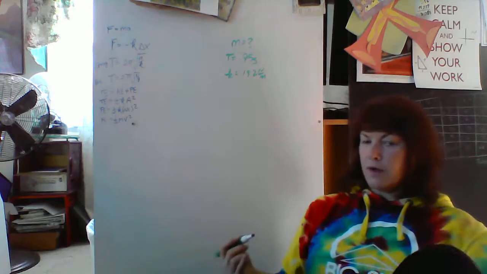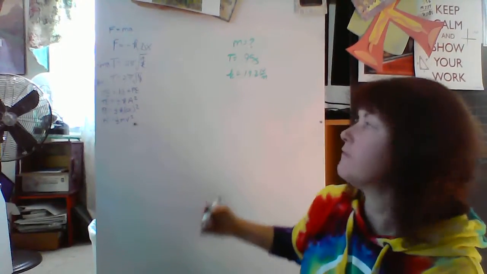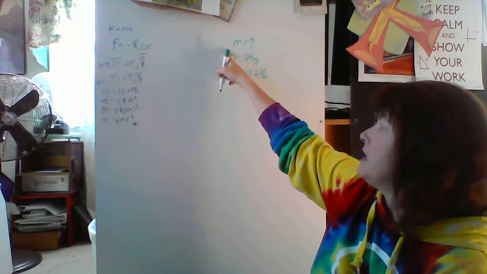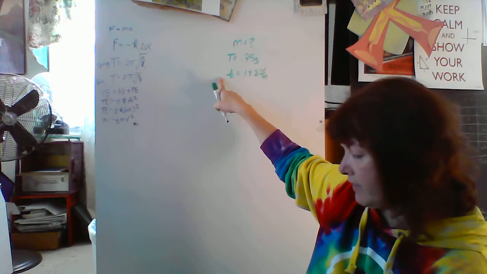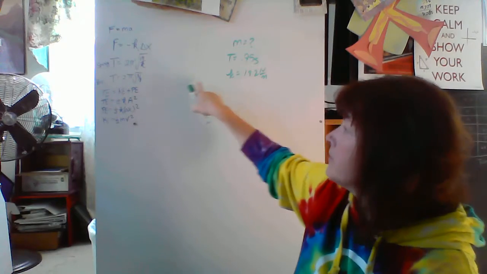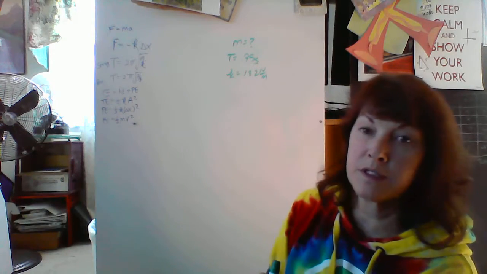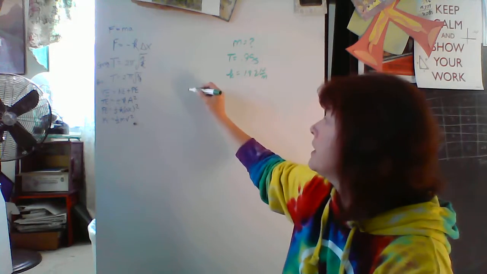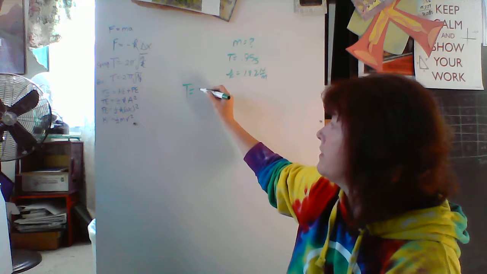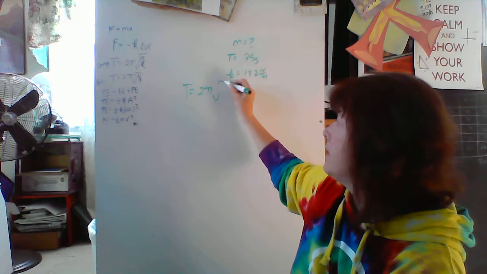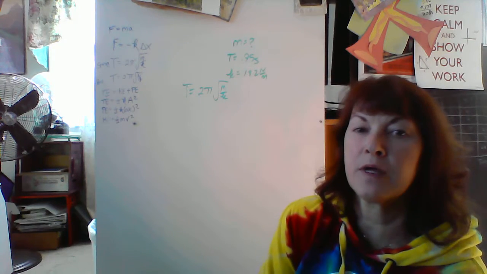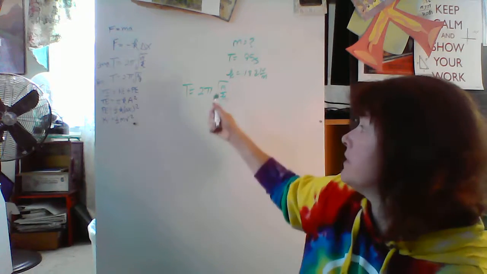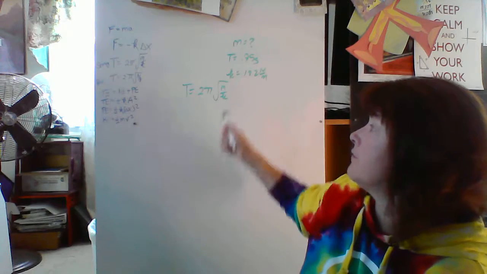So what do I want? What formula do I want to look for? I know I need to find mass. I have a period and I have a K. And I was told that it was on a spring. So I'm going to use the formula. It says the period is equal to 2 pi, the square root of the mass over the spring constant. And I am going to have to rearrange this to solve for mass.